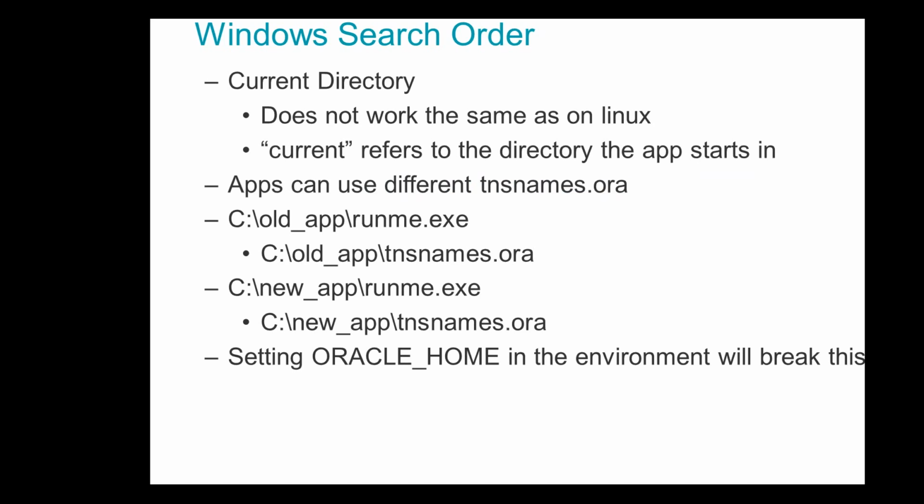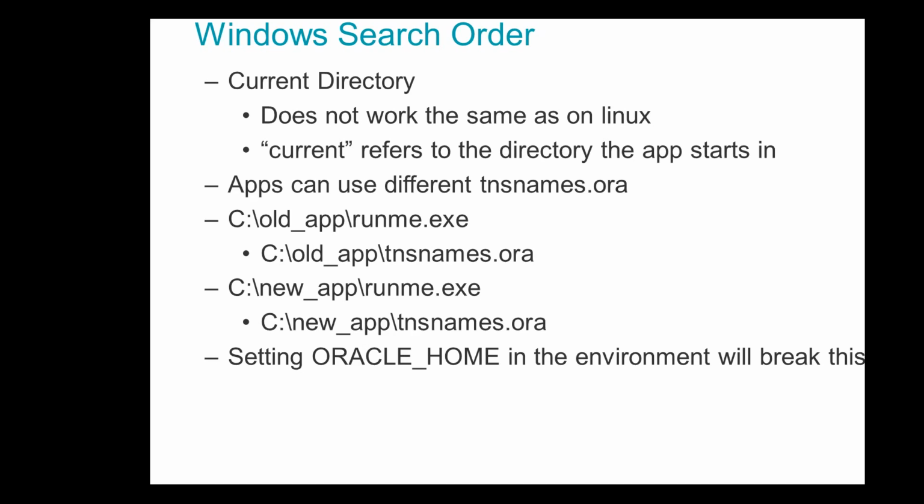So on Windows, different applications or different copies of the same application can use different tnsnames.ora files. They can have a tnsnames.ora in the directory of the application, and that is the one they'll use. That might be useful when you're testing a new version of an application or comparing to an old version and you have to connect to different databases. Maybe the names are hard-coded into the app or they're not easily changed. Well, you could have a tnsnames.ora in the old app to point to the right location, and the same for the new one. So you've got to keep in mind that it does work a little differently.